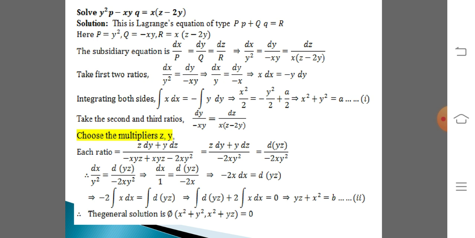Take integration on both sides. We get integral x dx equal to minus integral y dy, that is x square by 2 equal to minus y square by 2 plus some integration constant, say a by 2. You group x square by 2 and y square by 2 on one side. You keep the constant term on another side. So we have x square by 2 plus y square by 2 equal to a by 2. If you multiply all the terms by 2, you get x square plus y square equal to a. Take it as equation number 1.